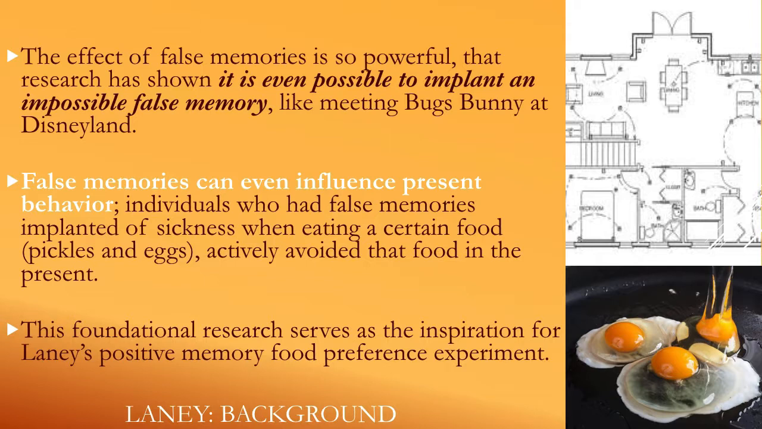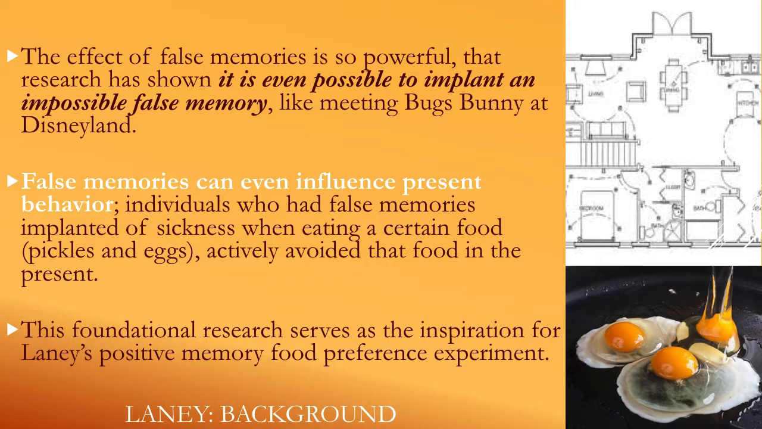Now, we can actually even do this to the point of making someone physically feel ill. You can make someone physically feel ill if you tie a psychological concept to that feeling. So if we look in the middle of the slide here, individuals who had false memories implanted of sickness when eating a certain food, pickles and eggs, actively avoided that food in the present. So if we planted a false memory that when I was a child, pickles used to make me nauseous, and the person believes that false memory, they will actively avoid eating pickles in the present, even if they used to eat them before this experiment happened. So it's incredible how we can really do a 180. We can change someone's behavior based on a false memory that didn't even happen.